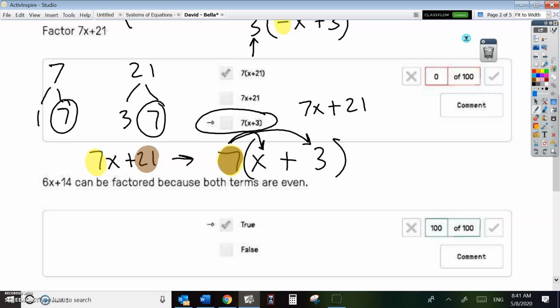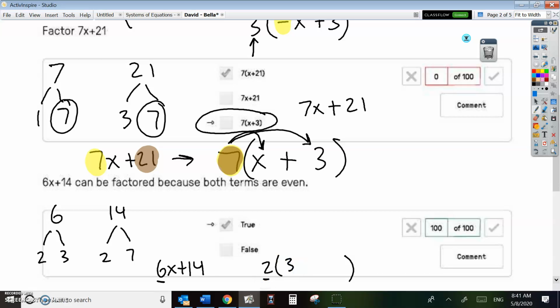6x plus 14 can be factored because both terms are even. That is true. 6, 14 both have a factor of 2, 2 and 3, and 2 and 7. So what you would do to factor 6x plus 14, you would factor out the 2, so put 2 in front of the parentheses, and then do 6 divided by 2 gives you 3, and then do 14 divided by 2 gives you 7, and then bring the x here, and all of these numbers are positive, so this remains positive. So yes, that can be factored.